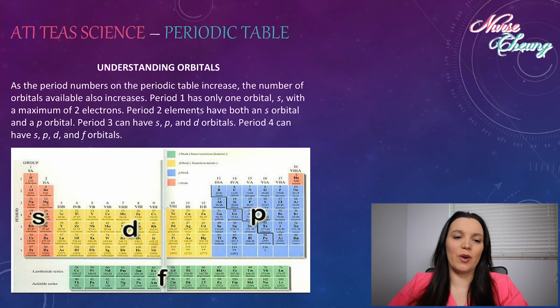Lastly, in understanding orbitals, as the period numbers of the periodic table increases, the number of orbitals available also increases. Period 1 has only 1 orbital, s, with a maximum of 2 electrons. Period 2 has both an s orbital and a p orbital. Period 3 can have s, p, and d orbitals, and period 4 can have s, p, d, and f orbitals.